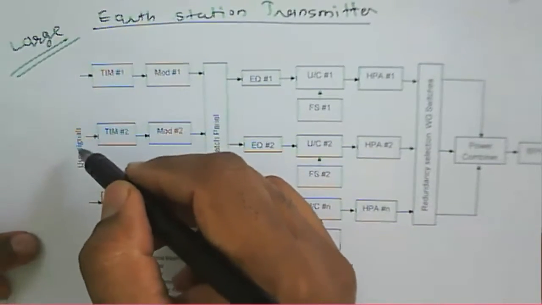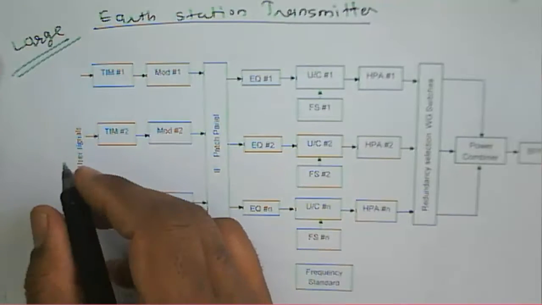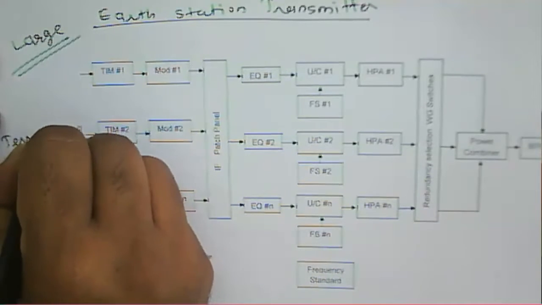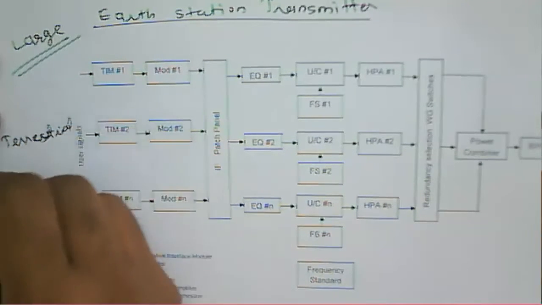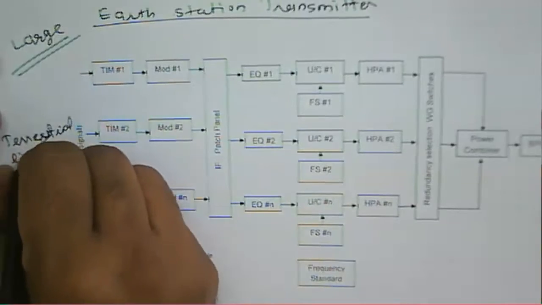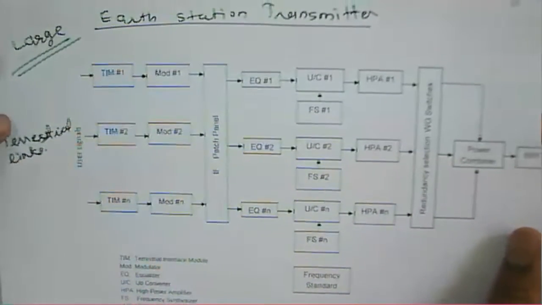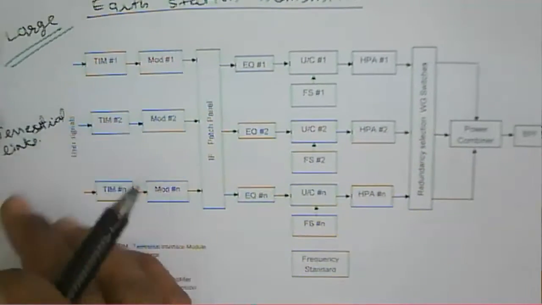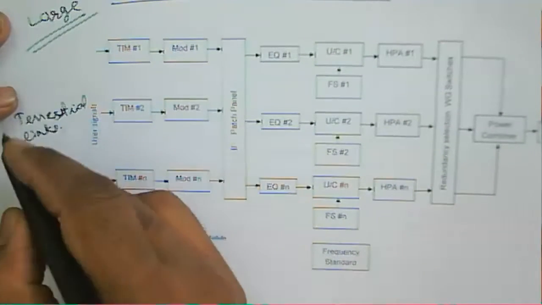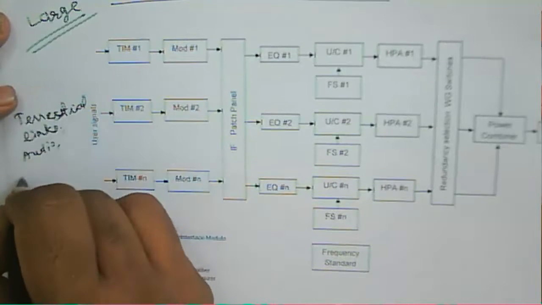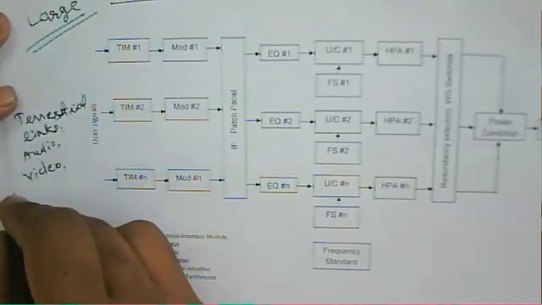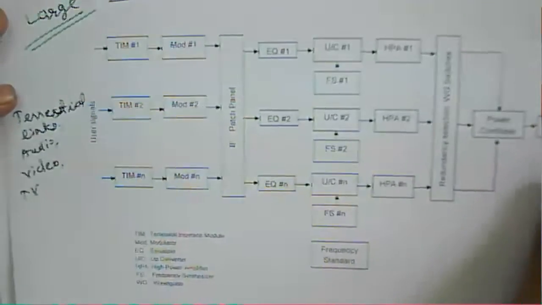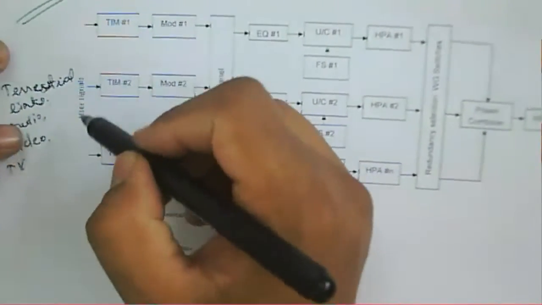and this large earth station receives the signal from the users, and that signal comes through a terrestrial link. So that is a signal from the terrestrial link, which is nothing but a telephonic link, audio, or video, or a TV. That is the input signal to this large earth station.